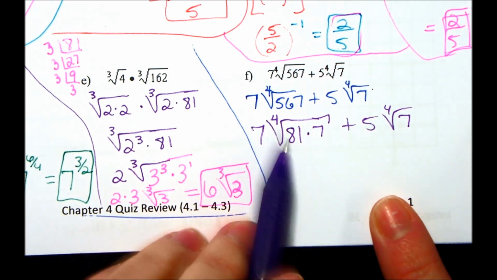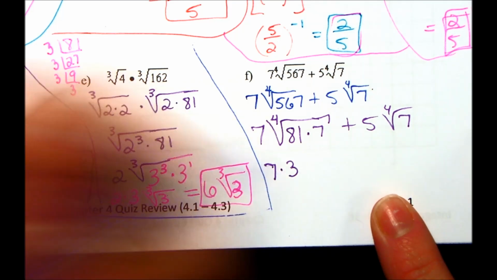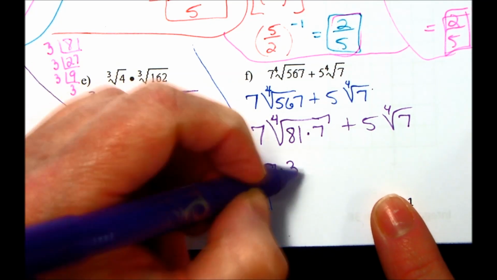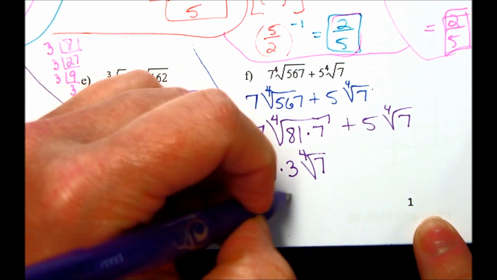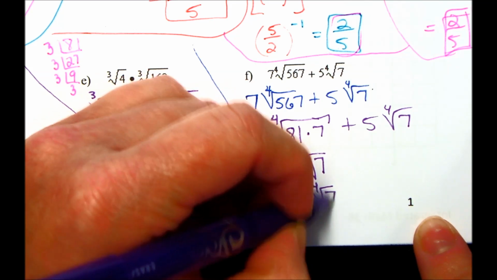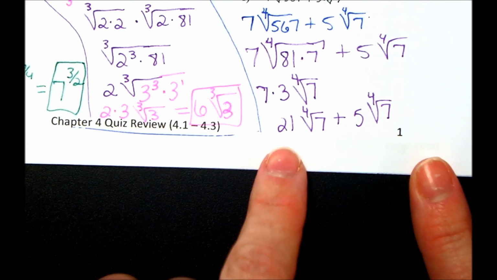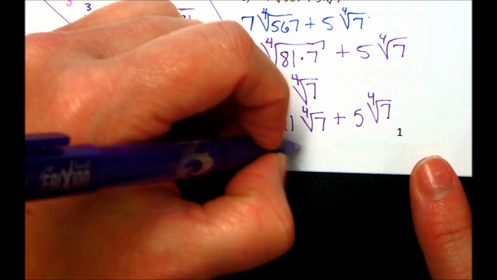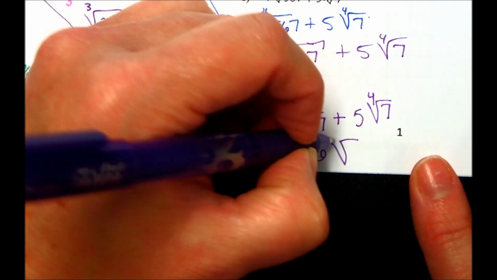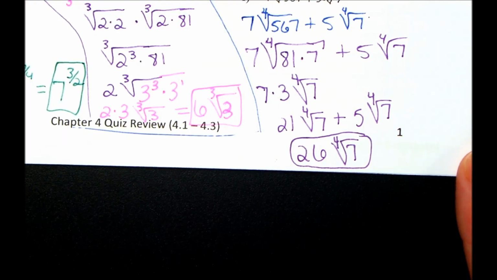Then the 4th root of 81 is 3, so that 7 that's already on the outside, we're going to multiply 3 with it, because the 4th root of 81 is 3, but the 4th root of 7 has to stay underneath. So we're going to get 21 4th root of 7 plus 5 4th root of 7. Now we have like radicals. Just like if we had 21x plus 5x, we would add the coefficients. You're going to do the same thing here. You add the coefficients to get 26 4th root of 7. So that is our simplified answer.